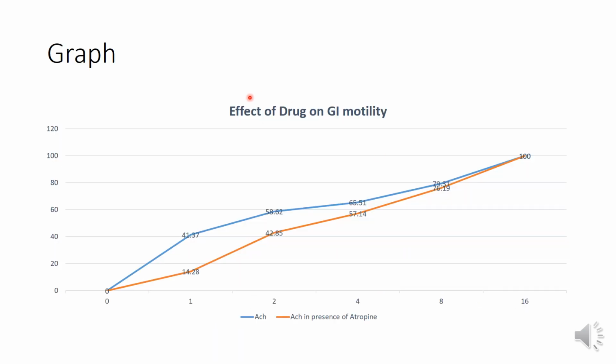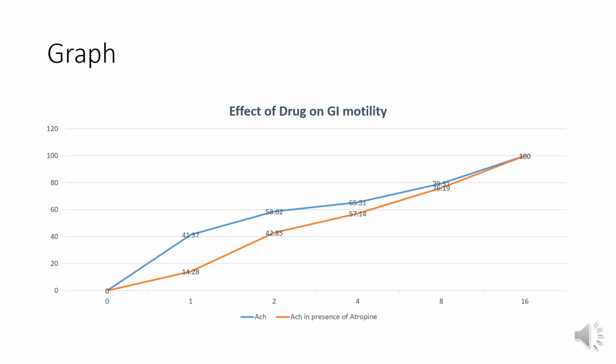Then we'll plot a graph: effect of drug on GI motility. You can clearly see here the blue line indicates acetylcholine, and the gastric motility is reduced in the presence of atropine. From 41.37 it reduces to 14.28. From 58.62 it reduces to 42.85, 65.51 to 57.14.